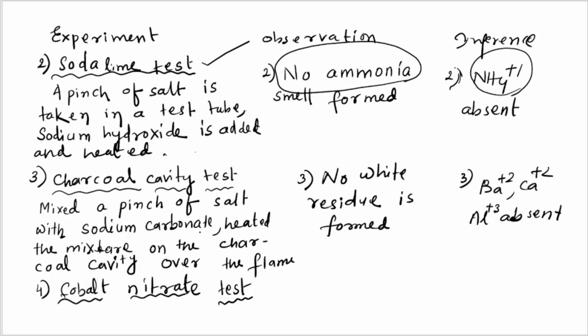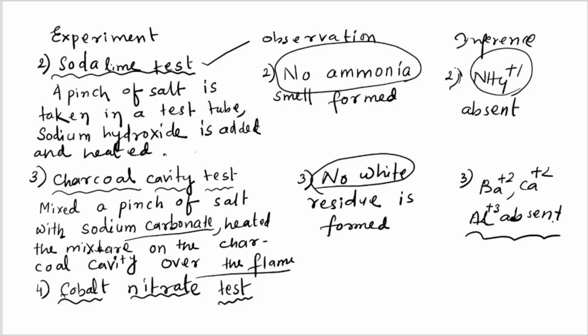Then the charcoal cavity test. In the charcoal cavity, the salt is mixed with sodium carbonate and heated on the charcoal cavity with the help of an oxidizing flame. What happened? No white residue is formed. I told you if a white residue is formed, then it may be Ba+2, Ca+2, Al+3 or Sr+2. But since no white residue is formed, Ba+2 and Ca+2 are absent.